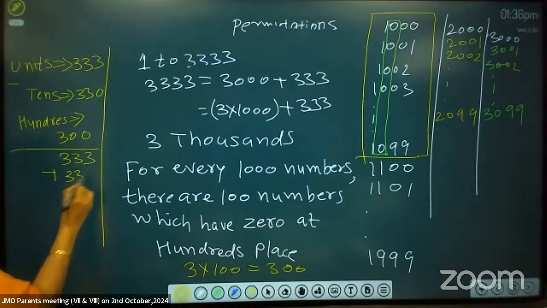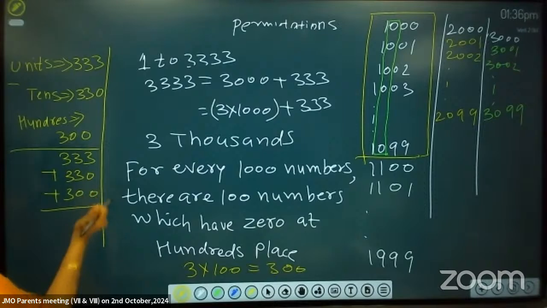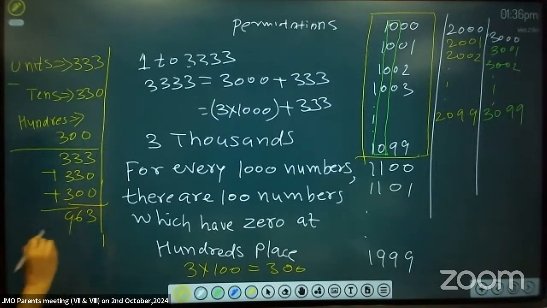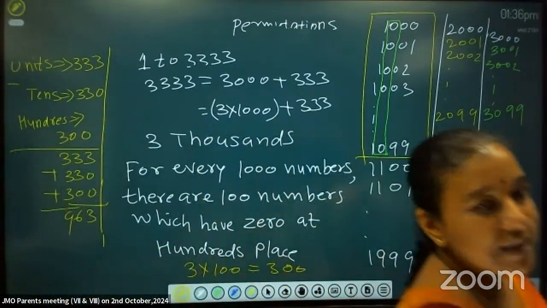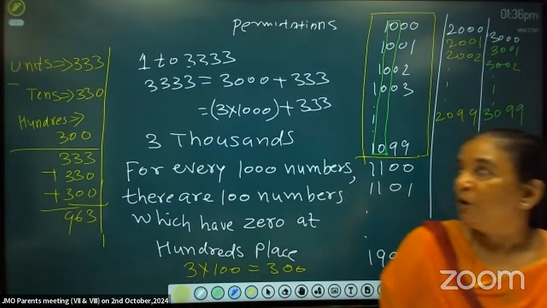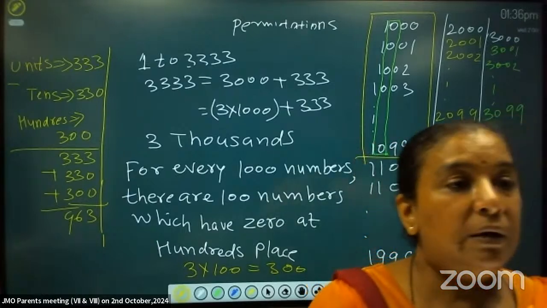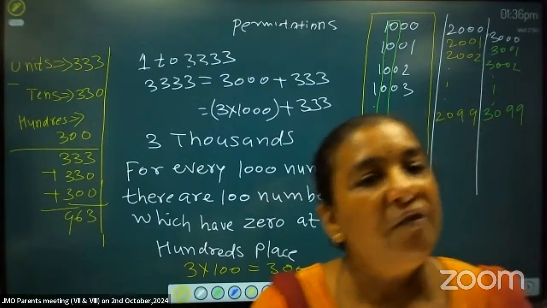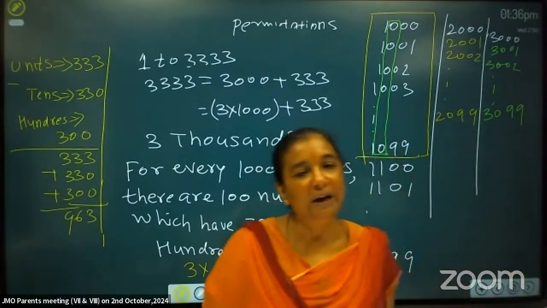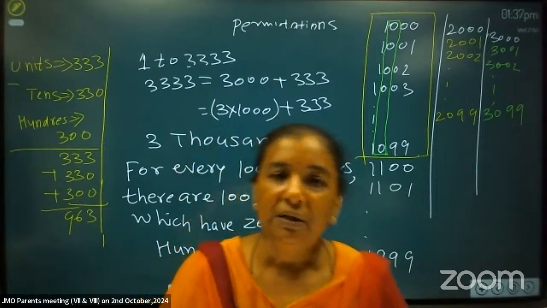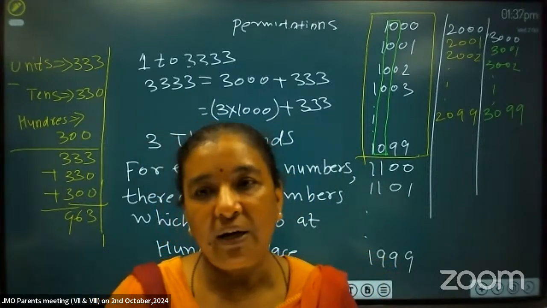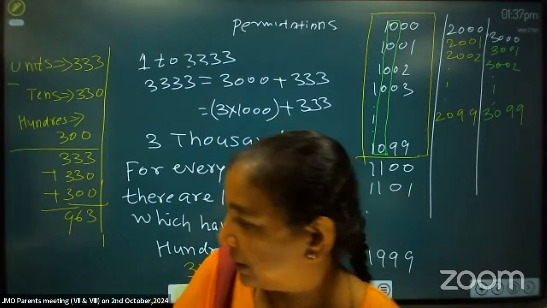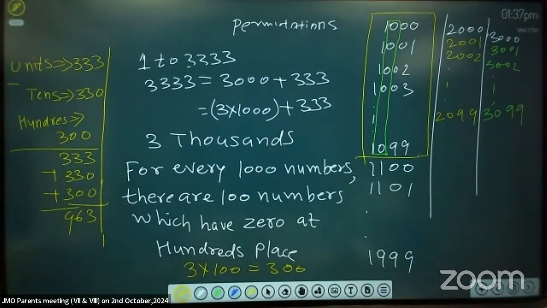333 plus 330 plus 300. So here you get the answer. 963. There are 963 times zero is occurring when you write the numbers from 1 to 3,333. You understand this? How this is done?